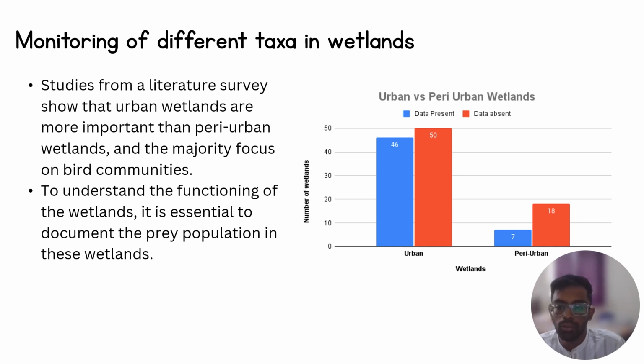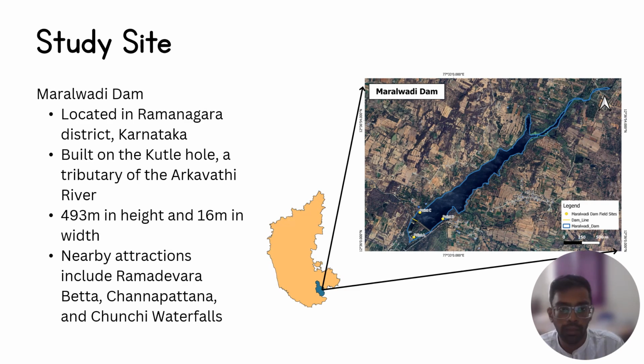So, with this, my study site for the preliminary study was the Malwadi Dam. The Malwadi Dam is located in the Ramnagar district of Karnataka. It's built on the Kutal Hole, which is a tributary of the Arkavati River. It is 493 meters in height and 16 meters in width. And the nearby attractions are the Ramadevara Betta, the Chanapata, and the Chunchi waterfalls.